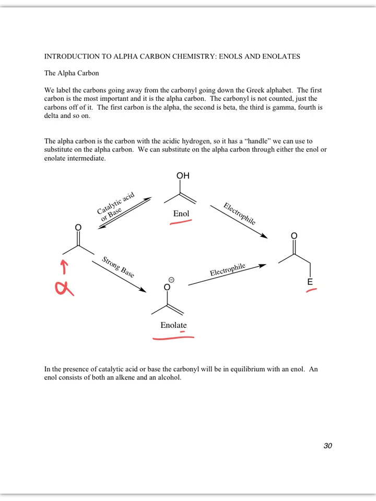Because of the resonance structure we can draw for the enolate, putting the negative on the oxygen or on the alpha carbon, you should be able to draw the resonance structure going back and forth as you're going along.